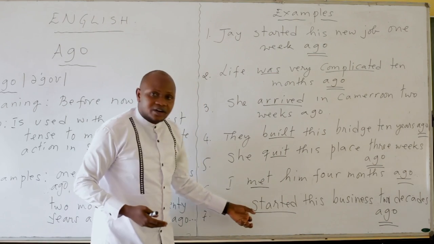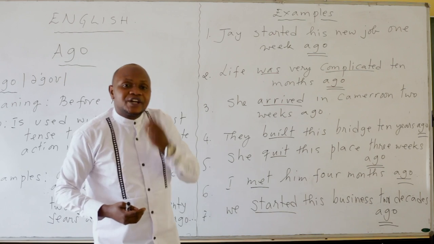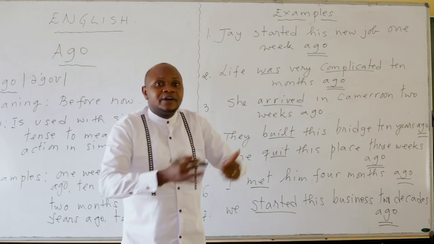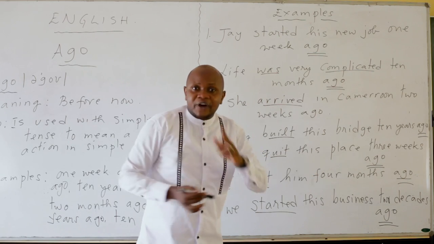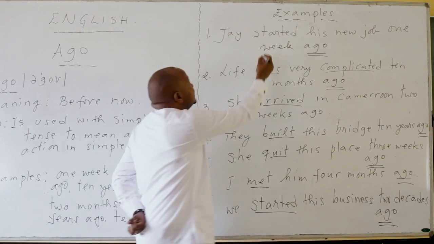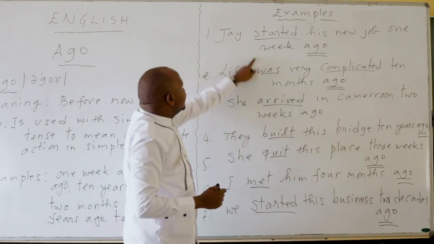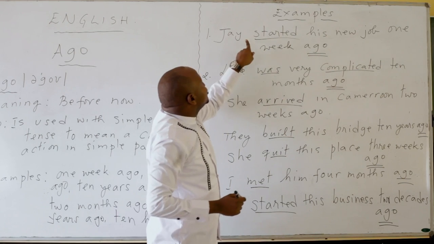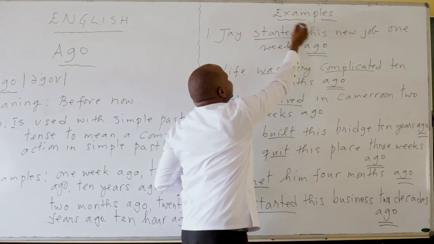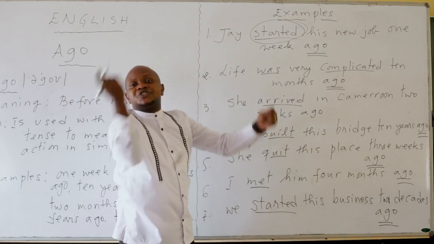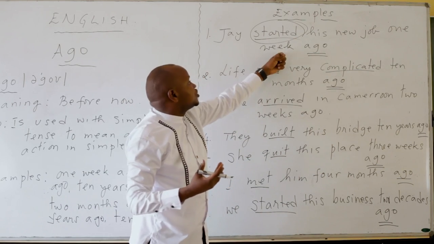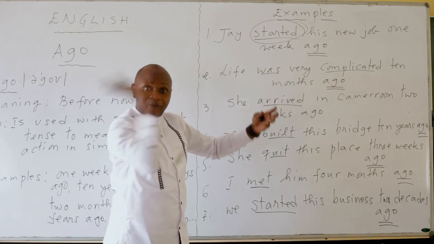Good. Then here it's better to understand where to use ago. We use ago for simple past verbs. For example, let me show you. Started is in simple past. That's why it is followed by ago. Jay started his new job 1 week ago, which means that started is the verb to start in simple past.